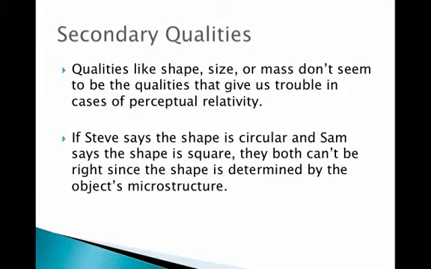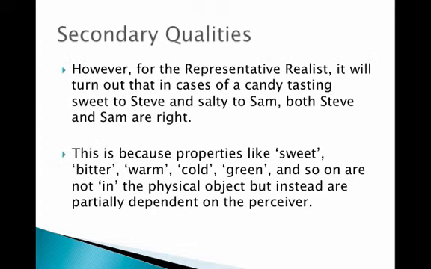Well, qualities like shape, size, and mass don't seem to be the qualities that give us trouble in cases of perceptual relativity. If Steve says the shape is circular and Sam says the shape is square, they both can't be right, because the shape is going to be determined by the object's microstructure. However, for the representative realist, it will turn out that in cases of candy tasting sweet to Steve and salty to Sam, both Steve and Sam are right.